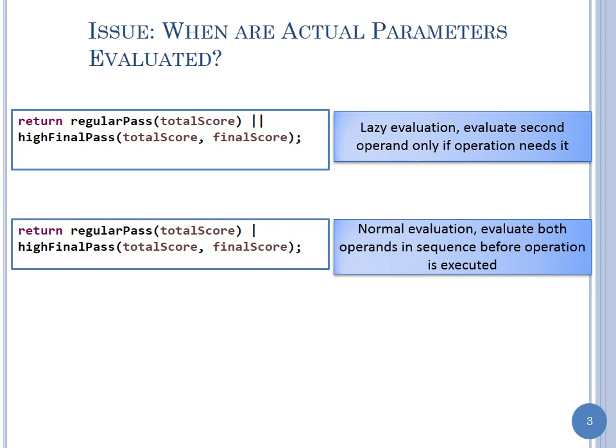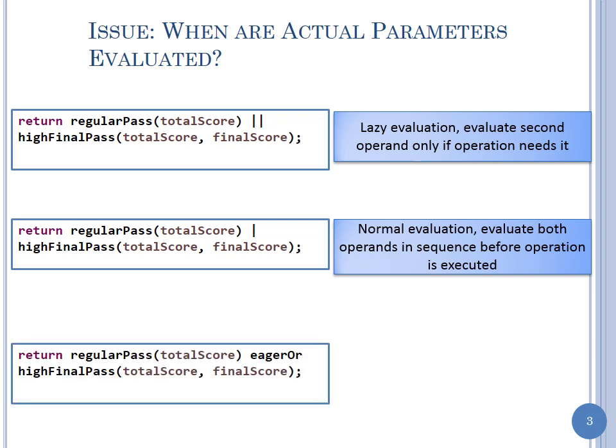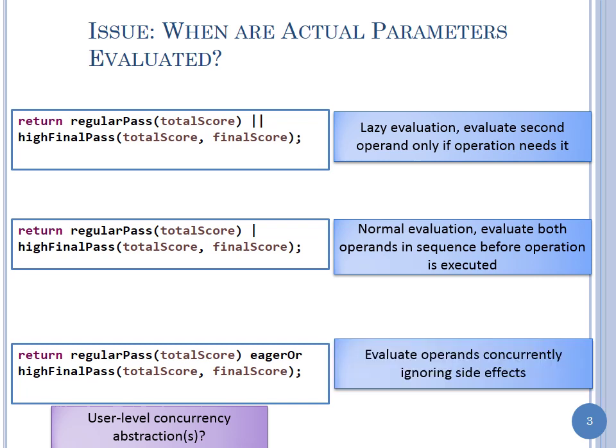I give you assignment 1, 2, 3, and 4 at the same time. Yes. Okay. You do it in parallel. So good. And that eager OR will basically evaluate concurrently, ignoring side effects.